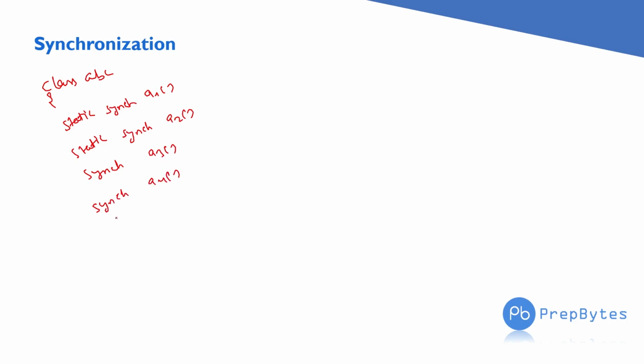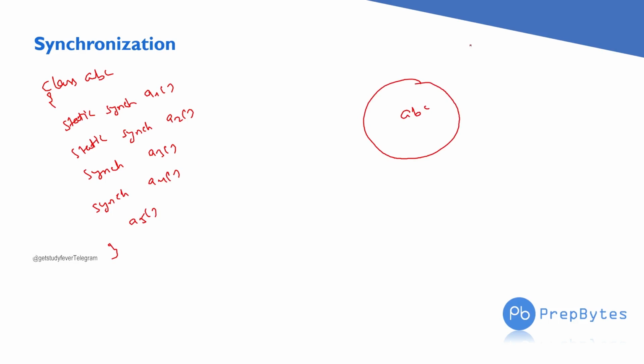So we have a class ABC. Okay, I have a static synchronized method A1. Then I have a static synchronized method A2, then I have synchronized A3, synchronized A4 and a normal A5. Fine. So these are my class and these are my methods. So I have an object of ABC. Now what do you think will happen to everything?